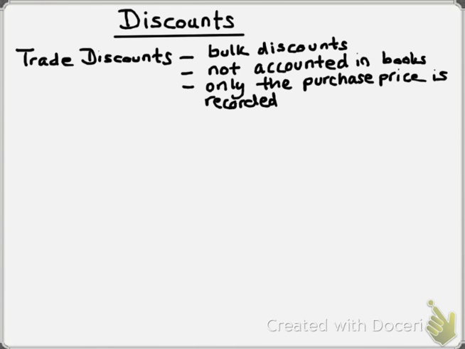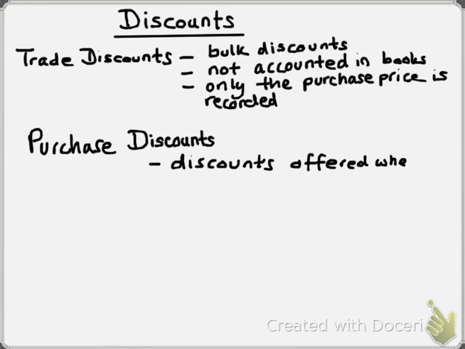If you remember, going back to the cost principle says that we record assets at the price we paid for them. Again, trade discounts are not going to be recorded in the books. Only the purchase price is going to be recorded. There's another kind of discount called the purchase discount. Purchase discounts are offered when companies buy on credit.